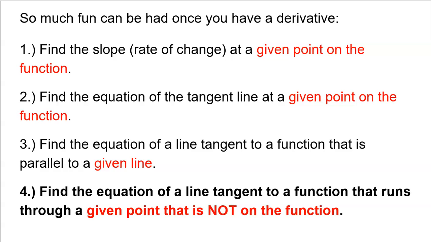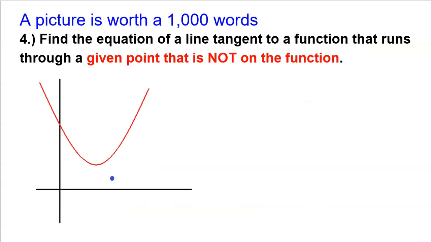Well, as I've always said in this class, a picture is truly worth 1,000 words. Sometimes reading what you're asked to find is kind of hard, whereas seeing it is a lot easier. So here we have an example of exactly what I'm talking about. First we have a function, f of x. Here it is, looks like a beautiful parabola maybe. And notice we have a point right here that is not on the function.